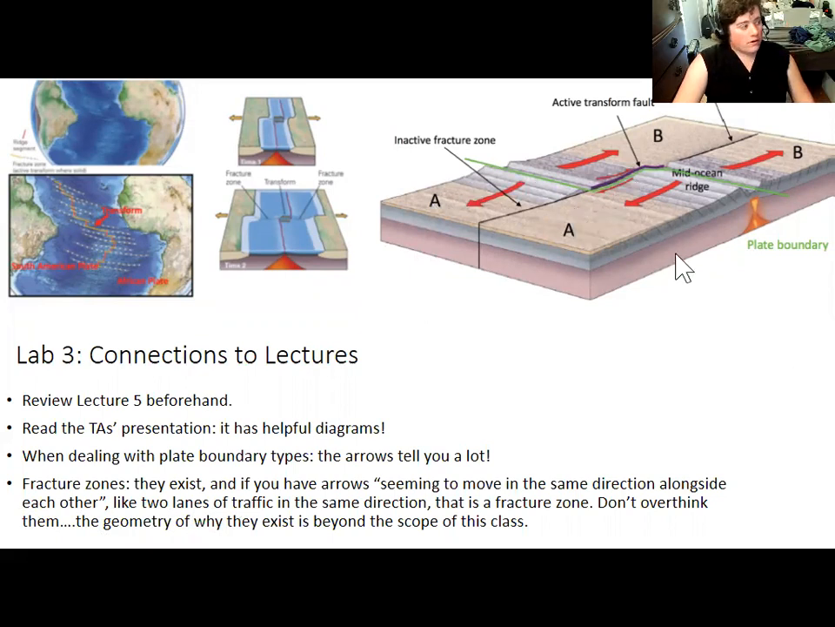And don't overthink them too much. We get into the idea that fracture zones and spreading and transform segments change length over time, but we don't get into why. A lot of that has to do with patterns in mantle convection that we don't really get into in this class.